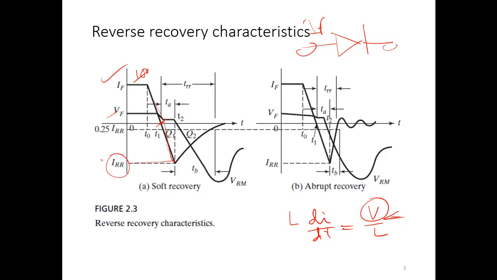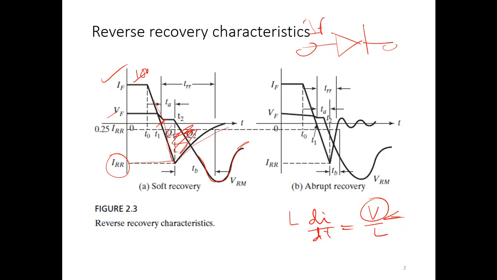There will be a reverse recovery current, and suddenly the diode will turn off. Some could be abrupt, some could be soft. Then the current will slowly fall. The voltage across the diode is small, and then suddenly it goes to the reverse voltage standing capability. This is the recovery charge of the diode, and there are times involved.